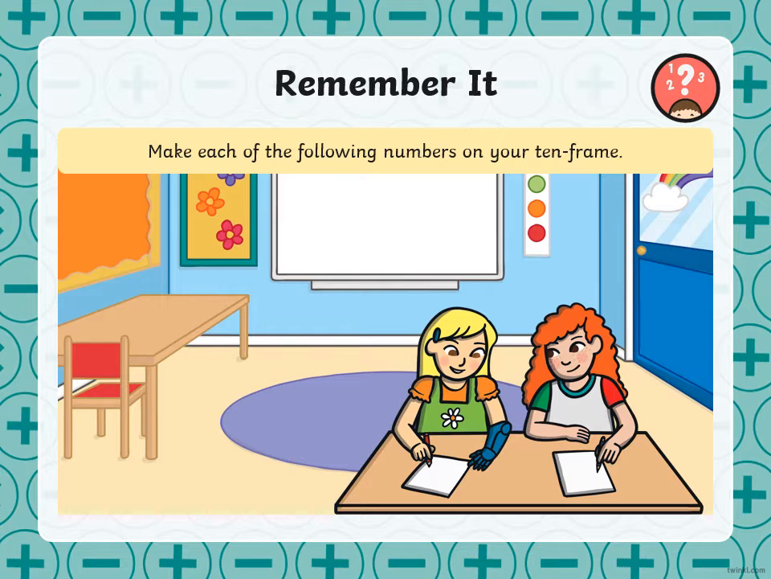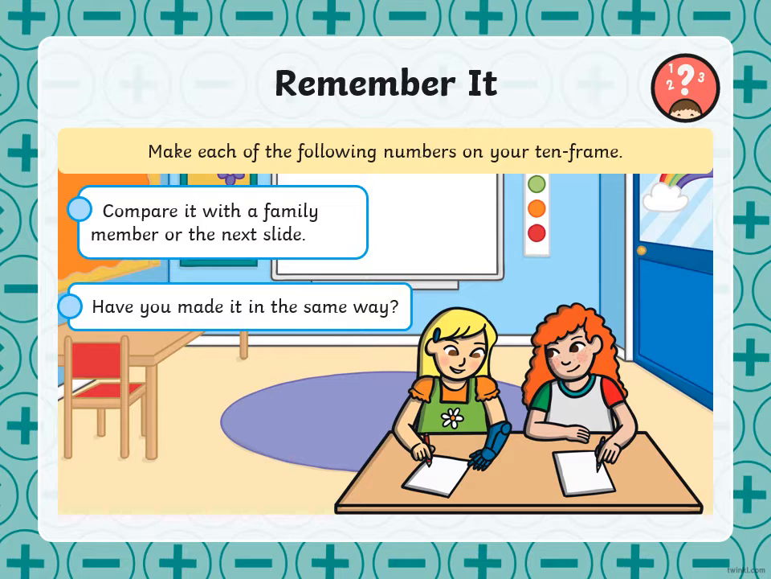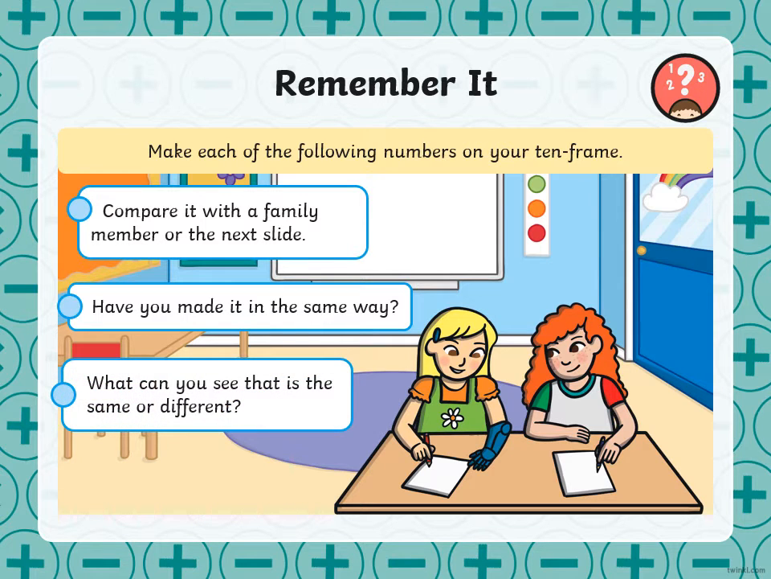And then we're going to be making some numbers and putting them on these 10 frames. So have a look, and this is what we're going to do first, the things that we need to think about as we come to each number. So we need to compare our results with a family member or have a look at one of the next slides, and you're going to compare your own results as you do the work today. And you're going to decide, have you made it the same way as the picture or as somebody else? What can you see that is the same or different? So these are all the questions that you're going to ask yourself, and you might like to come back to this page, but there will be prompts along the way that can help you as well.